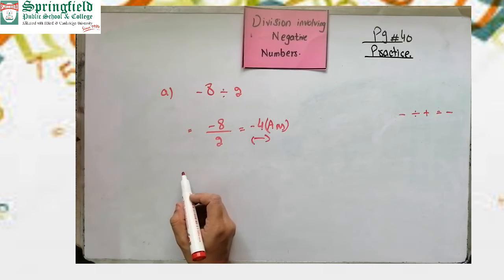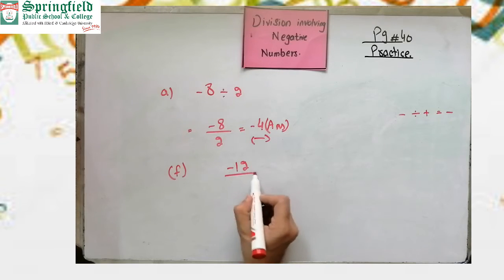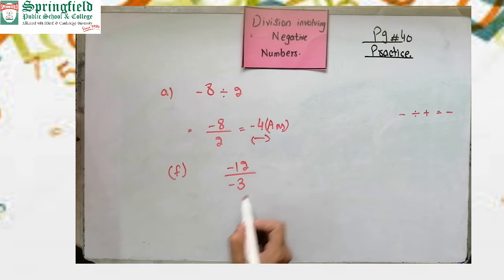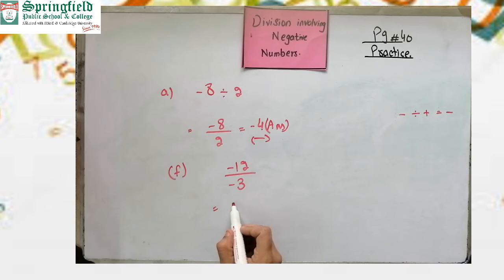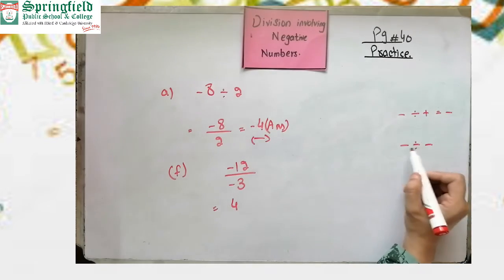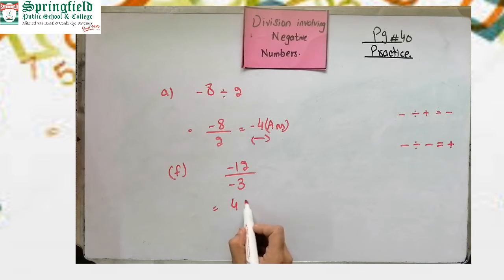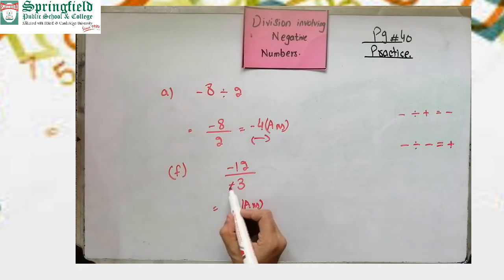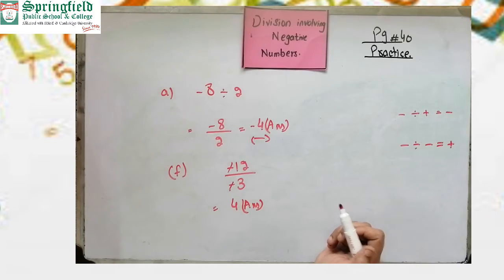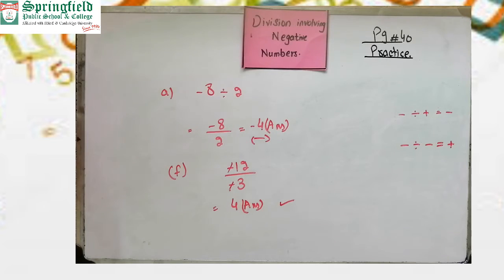And come on the last F part. F part is minus 12 divided by minus 3. So what will be the answer? 12 divided by 3, 3 4s are 12, and then minus divided by minus, a negative number divided by a negative number, the answer is in positive form. So plus 4 is your final answer, and you can cancel negative sign with the negative sign. Understood, beta? Okay, now rest all the questions are your homework. So complete all the questions in your notebook.